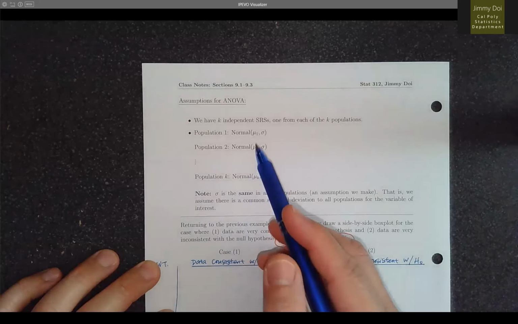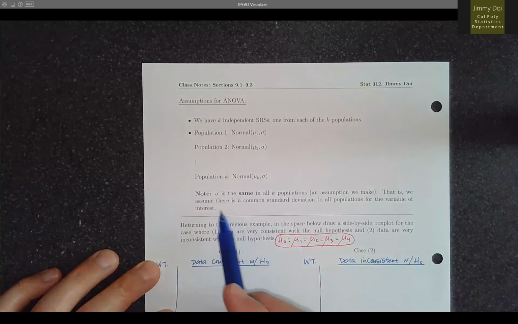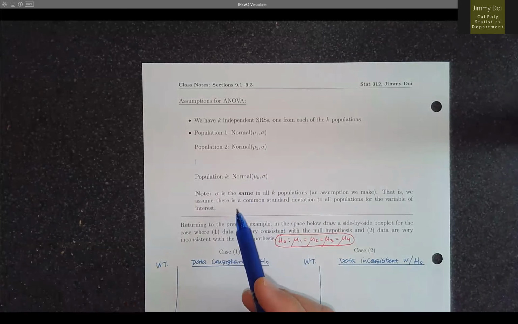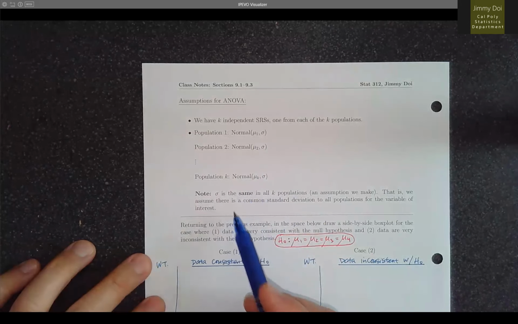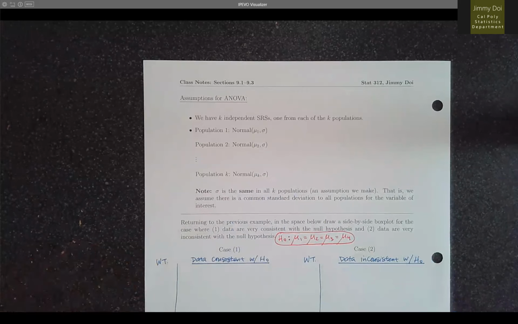And they all have the same variance. I'm sorry, the same standard deviation, also the same variance. Sigma is the same in all K populations. That is an assumption that we make. There's a way to check on that assumption, and that actually helps make the computations a little bit smoother.